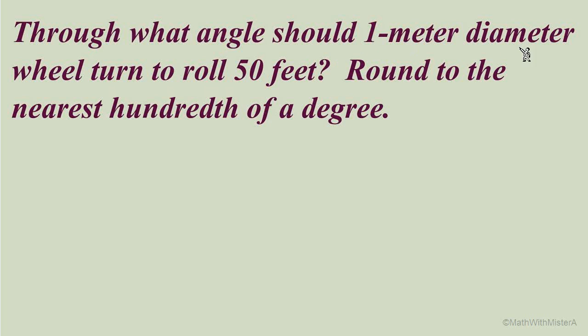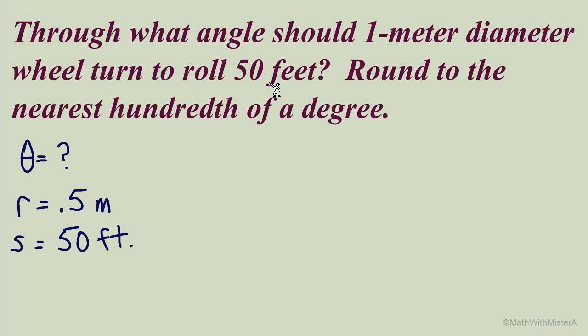Quickly, we've got a 1 meter diameter, so let's right away deal with that and get it to a 0.5 meter radius. Theta is what we're trying to find. S, our arc length, is the distance that the wheel has rolled, 50 feet. Now our problem here is that our units of distance do not agree. The radius is in meters, the arc length is in feet. So we need to either convert meters to feet or convert feet to meters.